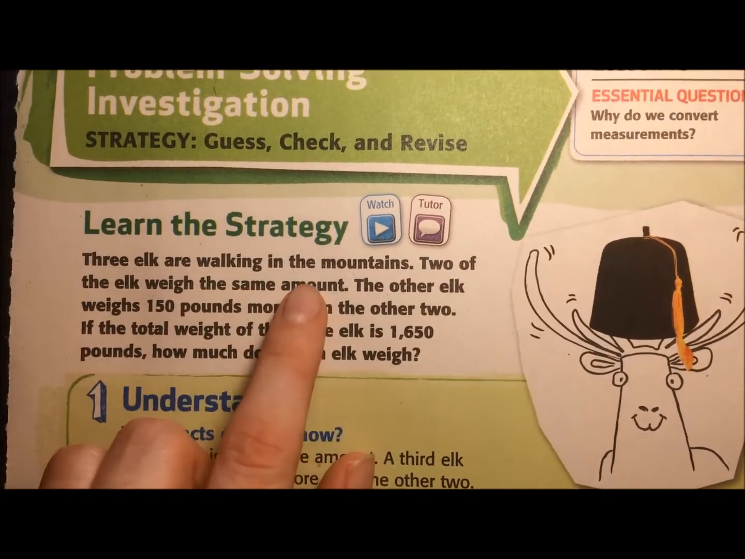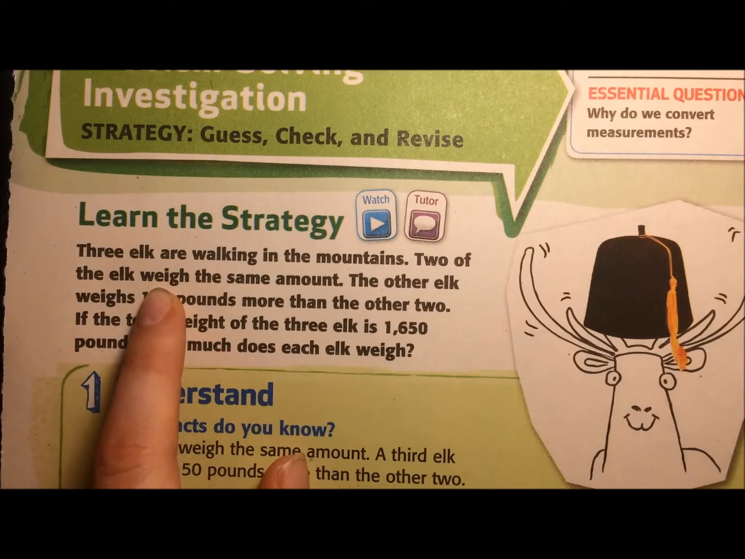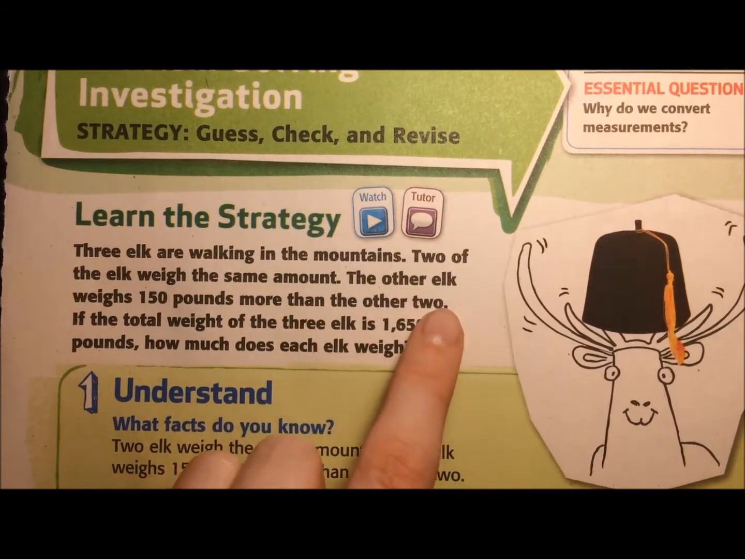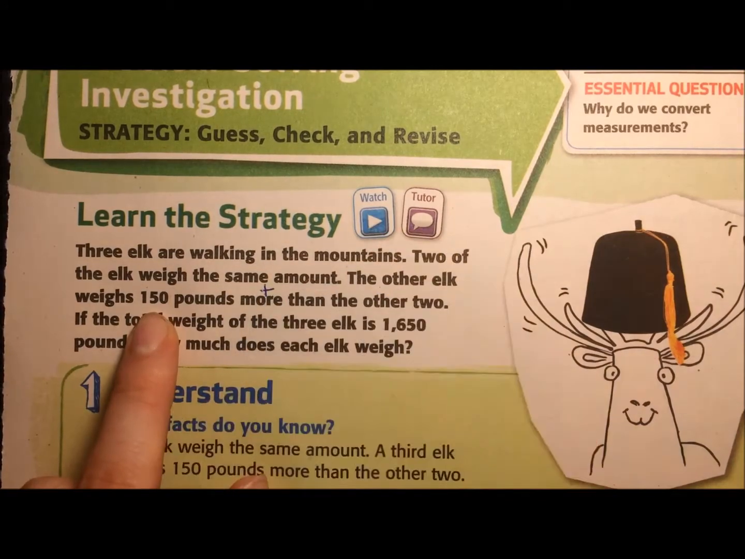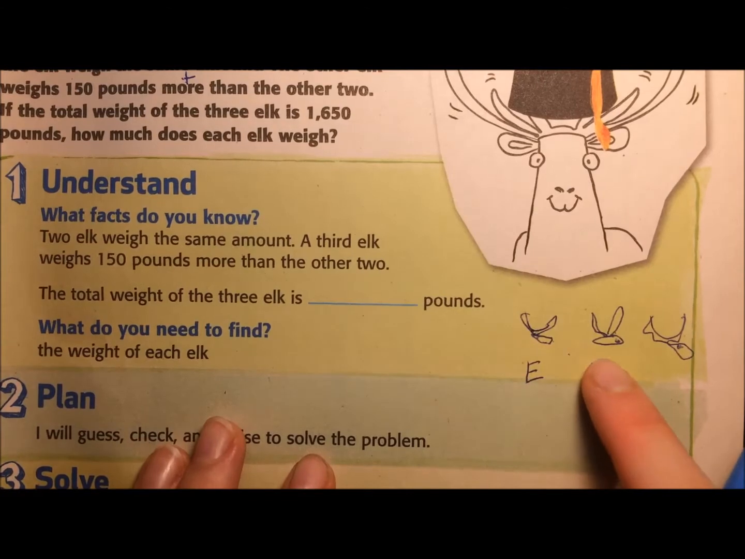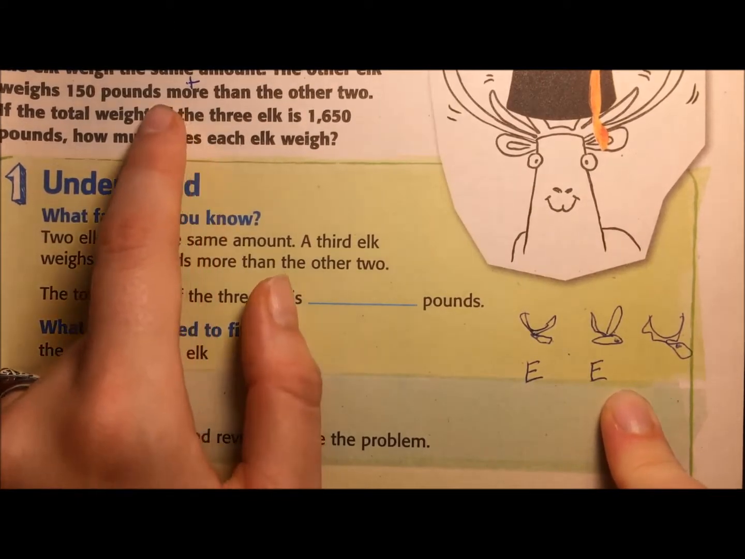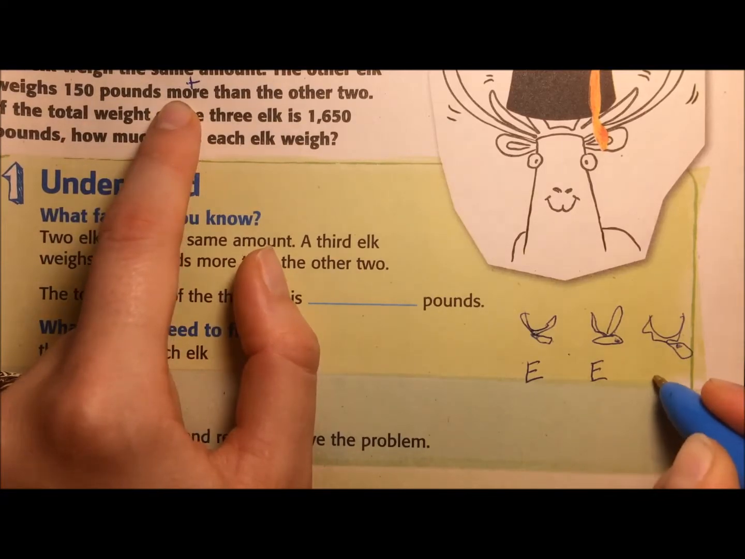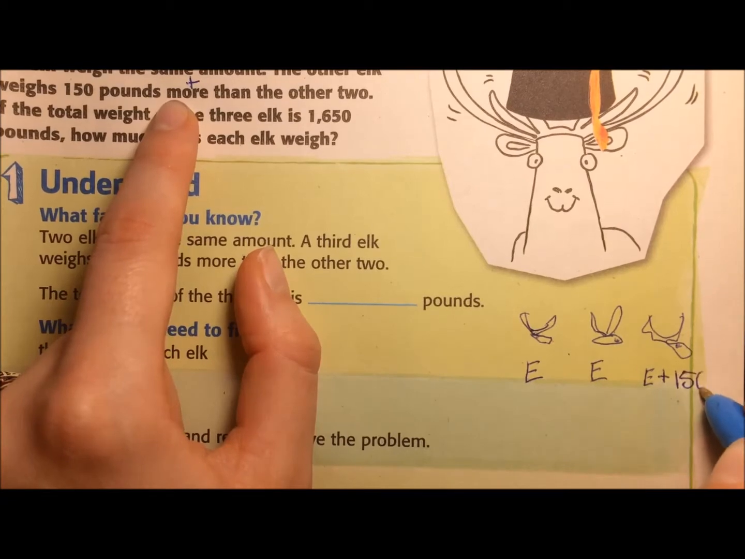2 of the elk weigh the same amount. So this is weight. Okay, so the weight the same. So I'll just have elk, and elk. They're the regular elks. The other elk weighs 150 pounds more. So I know more means plus. Oops, so you can't see my drawing down here. Elk, elk, elk. These 2 elks weigh the same. And this one says it's 150 more. So it's the same as the other elks, but with 150 pounds attached.